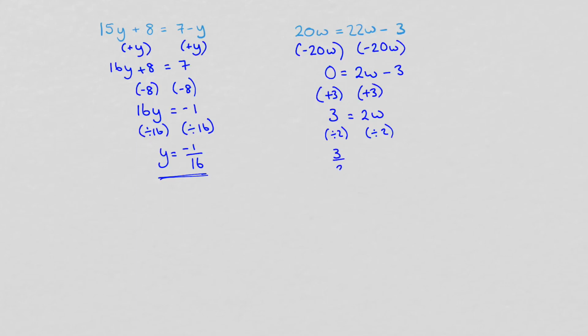So 3 over 2 equals W. So W equals 3 over 2 is perfectly acceptable. 1.5 is perfectly acceptable, and so is 1 and a half. Okay, so any of those answers would get you full marks for that.